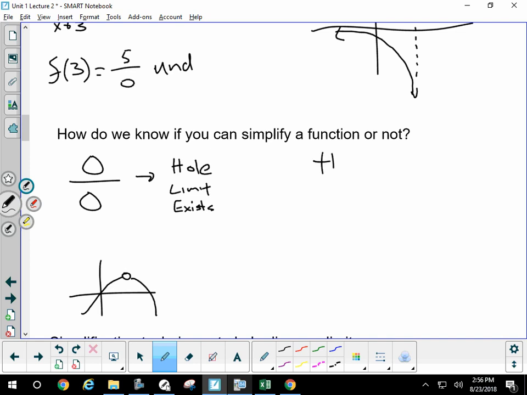If you get a number over 0, that's the indication that you have a vertical asymptote, and that the limit does not exist.